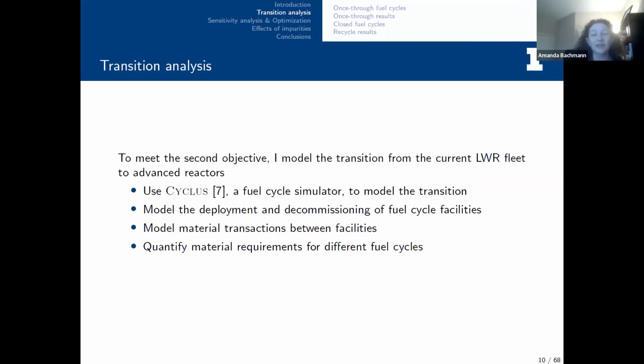And for this work, within the transitions, we can model the deployment and the decommissioning of different fuel cycle facilities, including the reactors. And then we can model the material transactions between these facilities. So how much feed uranium is going into our enrichment facility, and then how much enriched uranium is going into fuel fab, and then how much is going into our reactors. Ultimately, just trying to quantify that material requirement for these different fuel cycles.